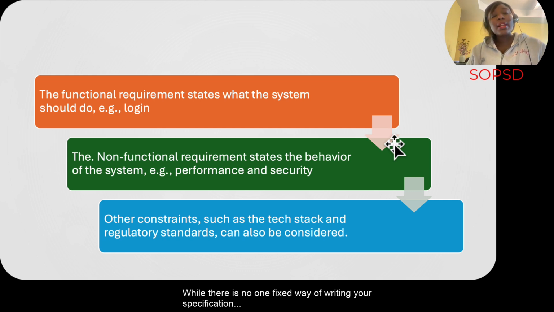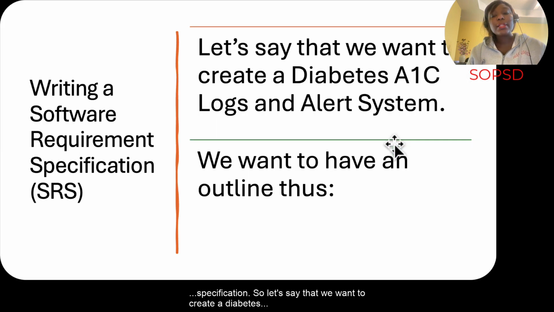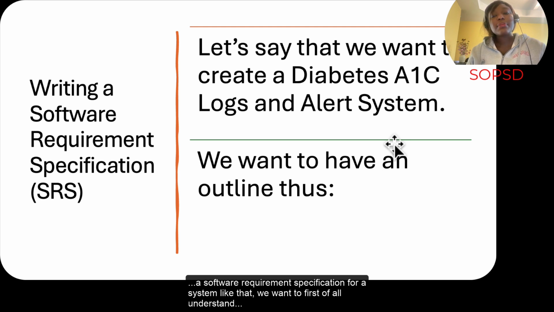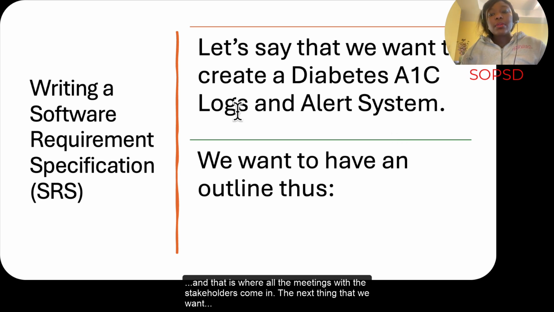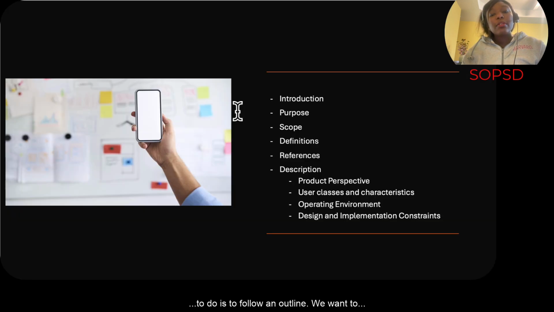While there is no one fixed way of writing your specification document, there is an outline that you can follow that guides you to make sure that every topic that needs to be covered is within your requirement specification. Right? So let's say that we want to create a diabetes A1C logs and alert system, for instance. When we want to write a software requirement specification for a system like that, we want to first of all understand all the terms, what we're supposed to do. You need to have a little bit of domain knowledge, and that's where all the meetings with the stakeholders come in.